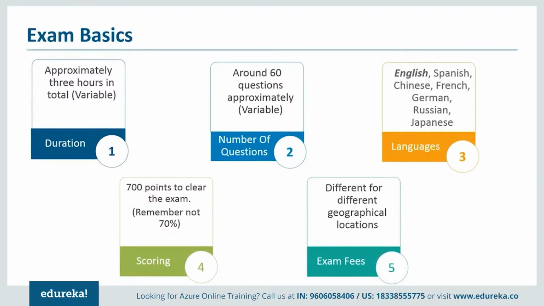Exam fees, guys, it depends upon the different locations, as in from where you're taking the examination. Standard fees is $165 US dollars is what I'm talking about. As we move into the explanation part, or when I show you the website where all these details are present, we would be discussing this point. So do not worry about that. Let's just move further and talk about something else.